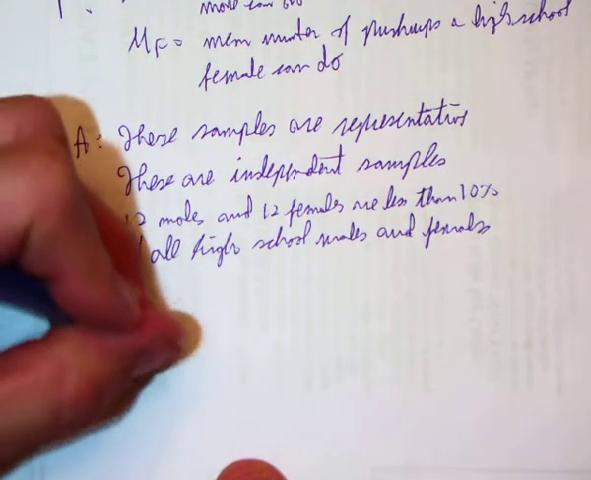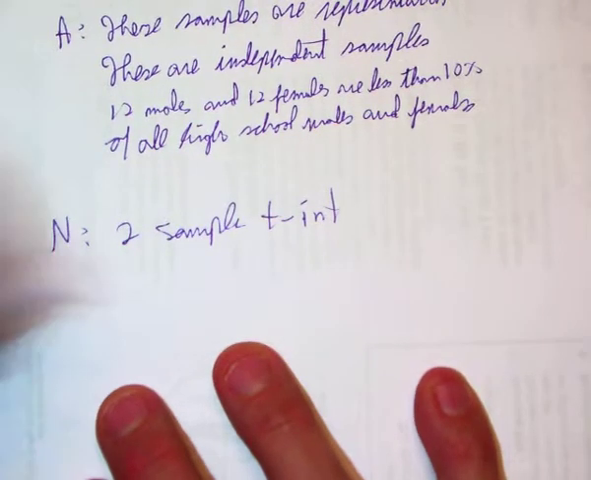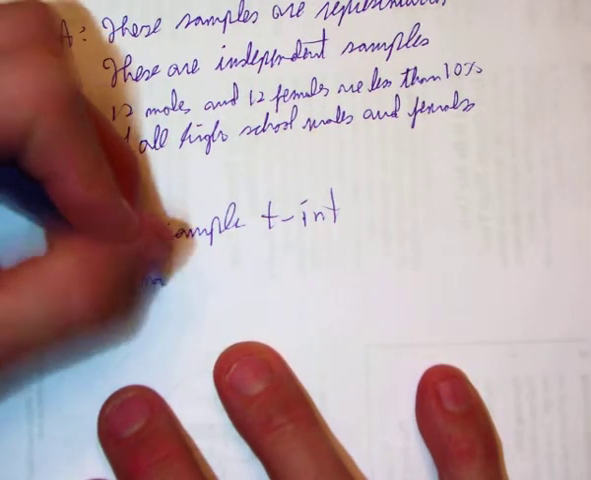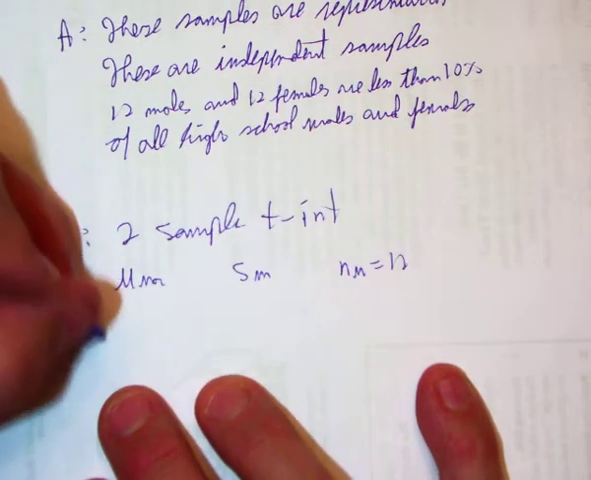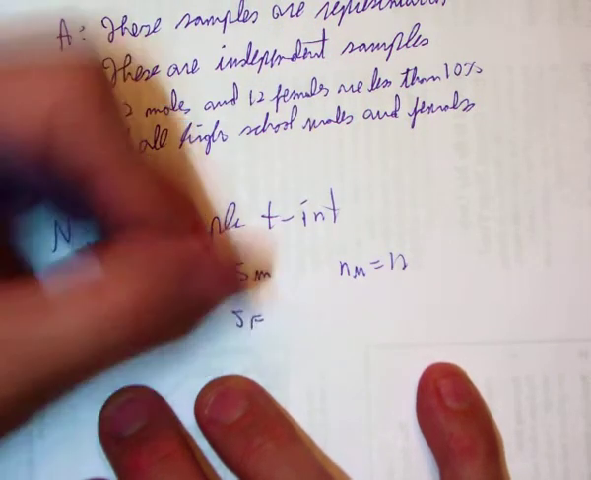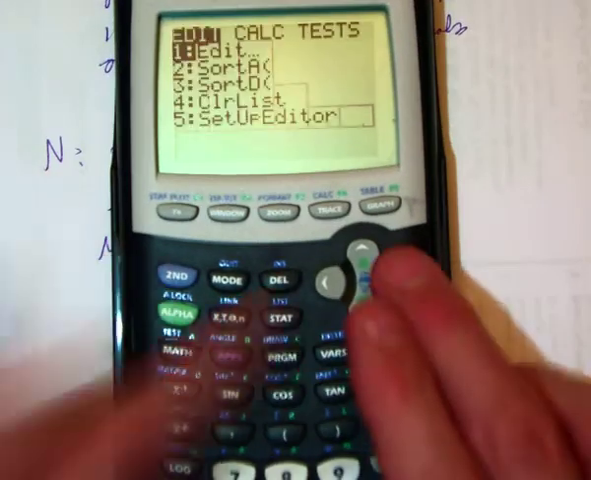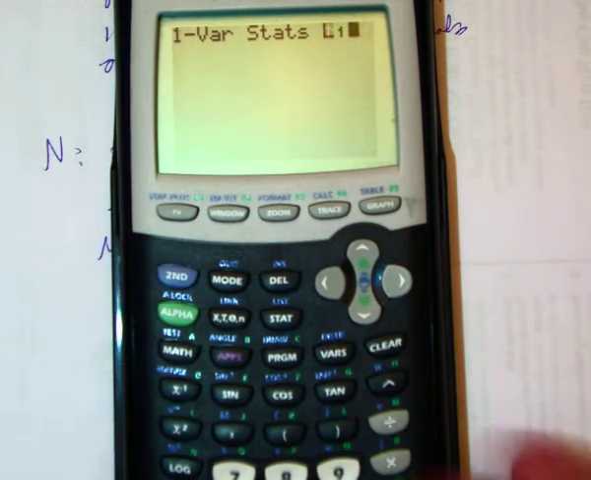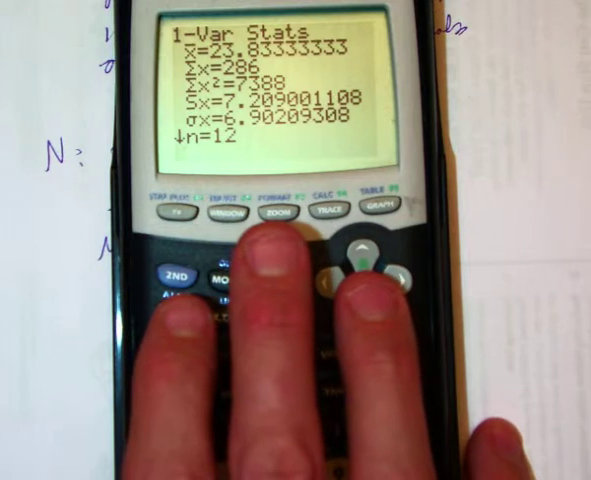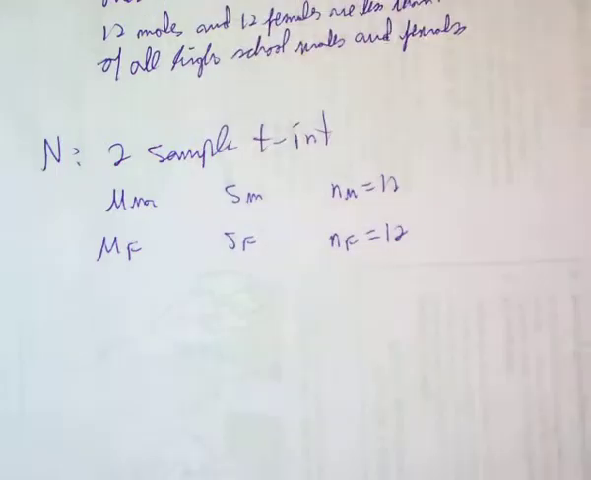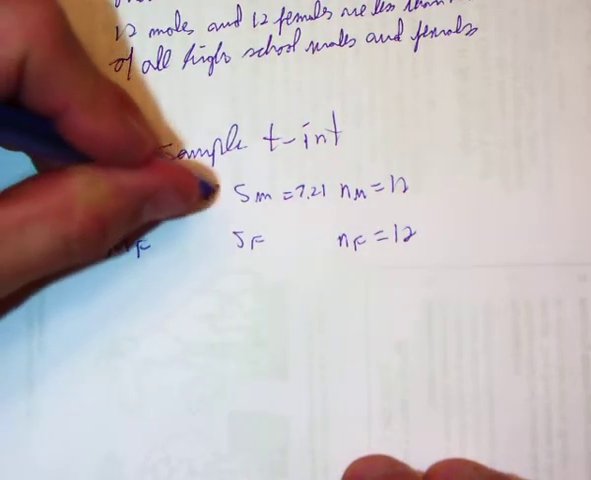Name the test. This is a 2-sample T interval, and we got to get the mean for males, the standard deviation for males, and the number for males I already know is 12, and the mean for females, the standard deviation for females, and the number for females I already know is 12. So let's do that. Stat calc, one of our stats, L1. This is for males. 23.83 is the mean, and standard deviation is 7.21.